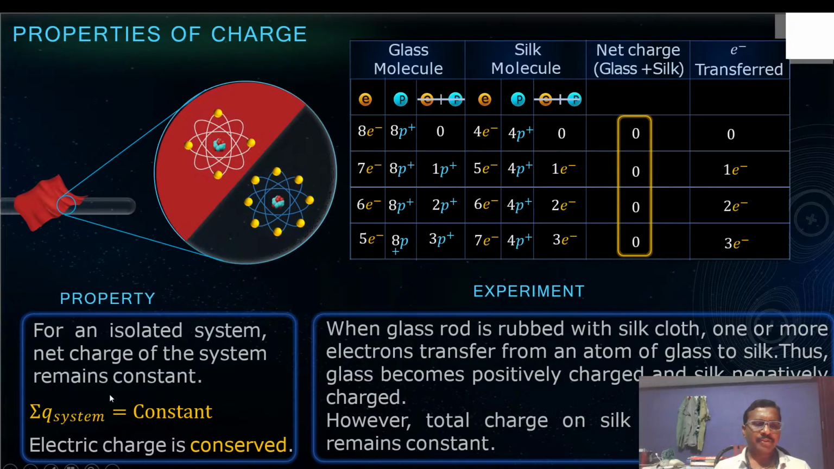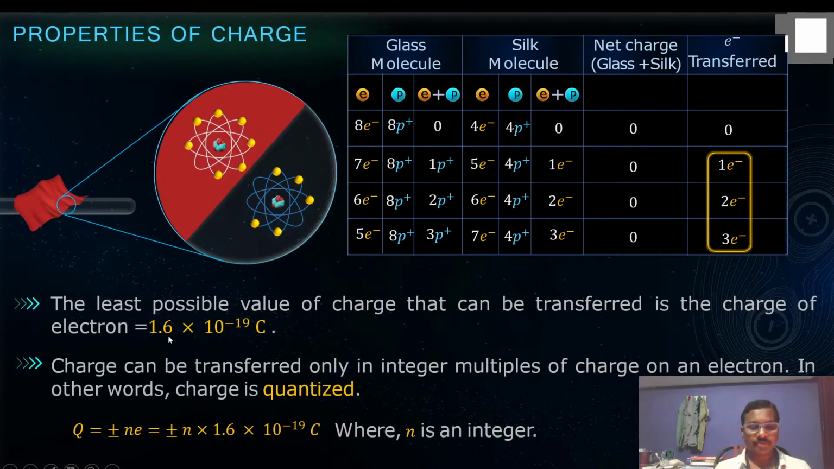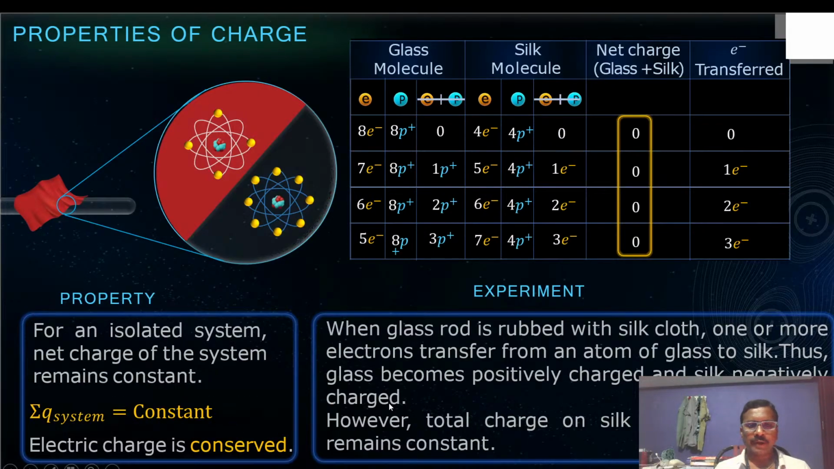Okay, from this you have to know one of the properties. For an isolated system, the net charge of the system remains constant. This is one of the important points. Keep it in your mind.